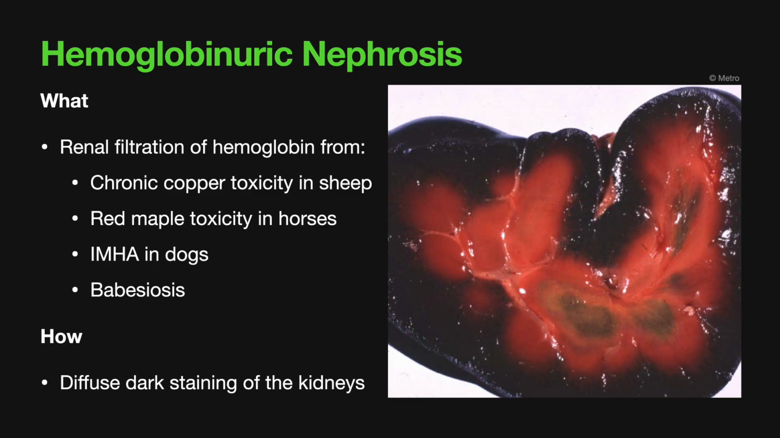Next, we will look at two common renal pigmentation conditions. The first is hemoglobinuric nephrosis. This occurs due to renal filtration of hemoglobin in the bloodstream. Causes of hemoglobinuria can include chronic copper toxicity in sheep, red maple toxicity in horses, immune-mediated hemolytic anemia in dogs, and babesiosis in many species. This condition results in diffuse dark staining, particularly of the renal cortex.